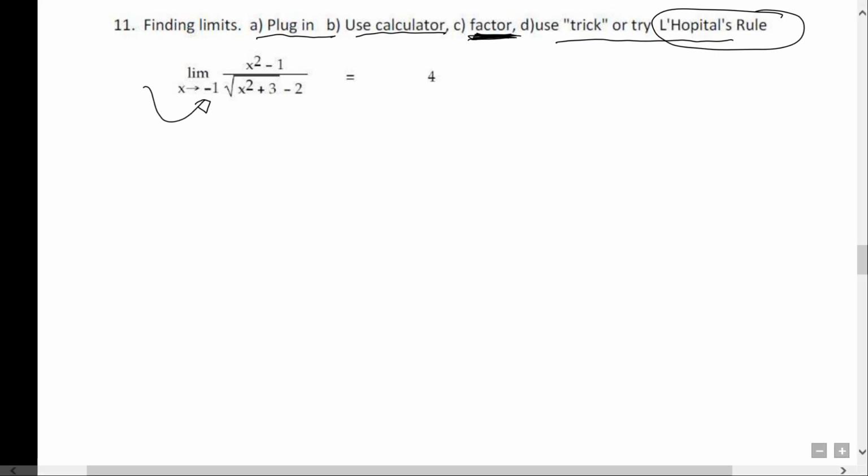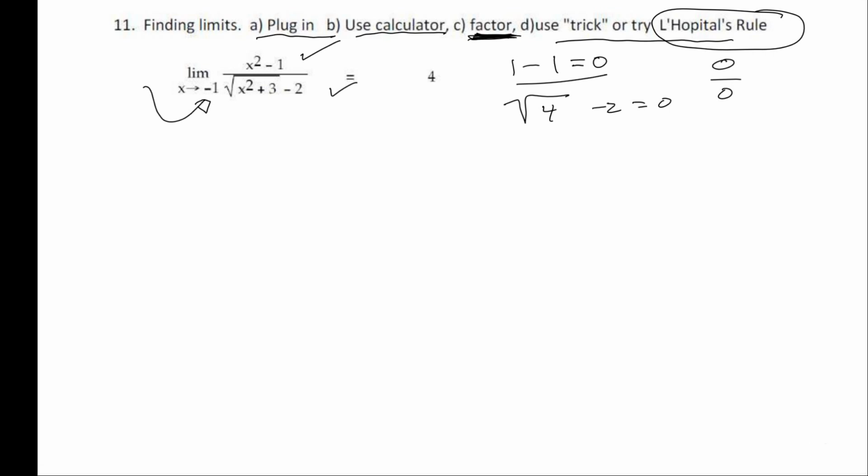For this first problem, I'm going to use L'Hopital's rule, and if you plug in x equal minus 1, you get 1 minus 1 equals 0 over the square root of 4 minus 2, which is also equals 0. So you get 0 over 0, so you can use L'Hopital's rule, which means you can take the derivative of the top and the derivative of the bottom.